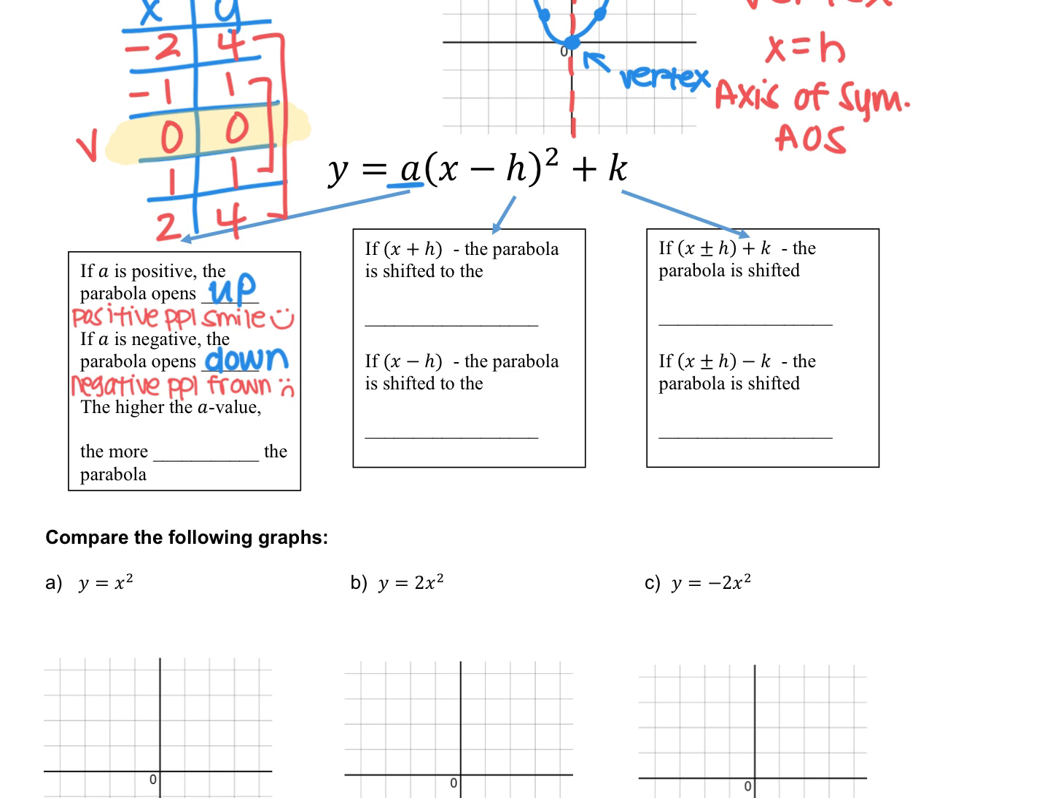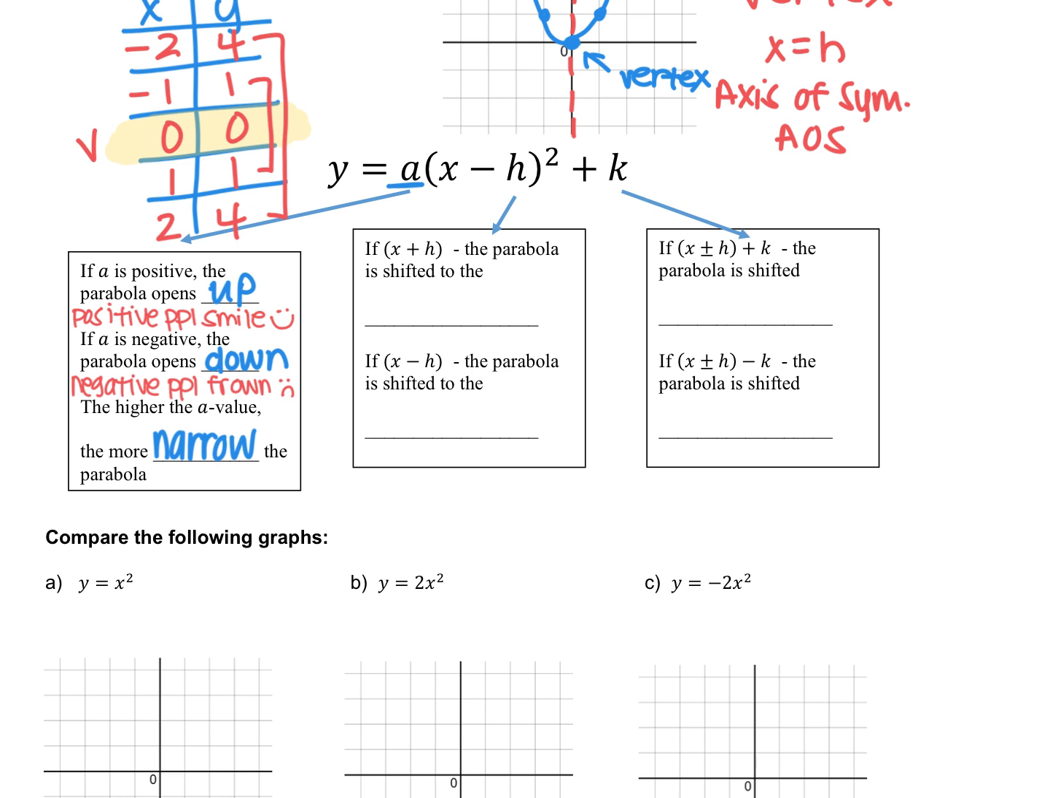If the sign of A is positive, then it opens up. If the sign of A is negative, then it opens down. The higher the number A is, the bigger that it is, the more narrow the parabola is. Meaning the smaller that it is, the wider it is. So we'll kind of look at what those look like with different options, okay?